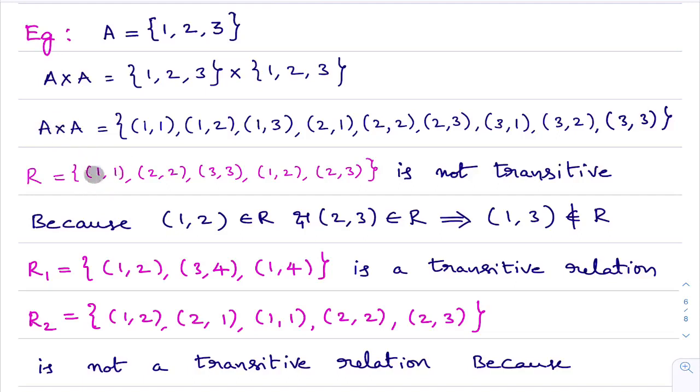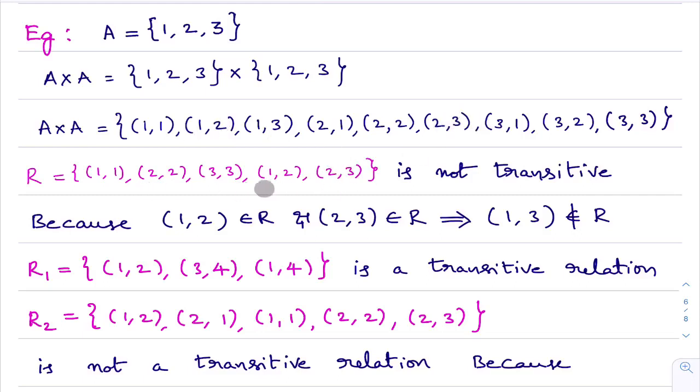You take ordered pair 1, 1, it is there in A cross A, yes. You take ordered pair 2, 2, it is there in A cross A, yes. You take ordered pair 3, 3, yes, it is there in A cross A. You take ordered pair 1, 2, is there in A cross A, yes. 2, 3, it is there in A cross A, yes.